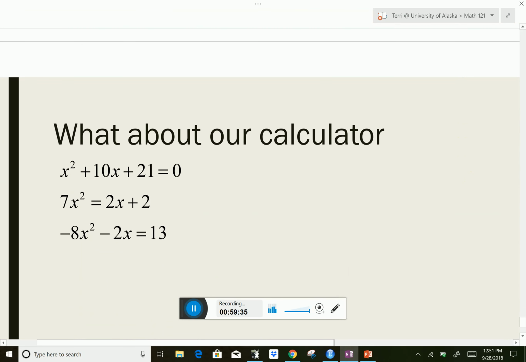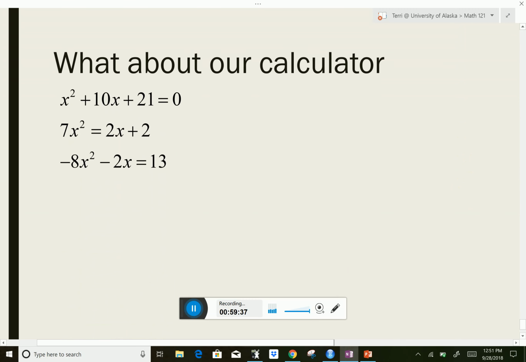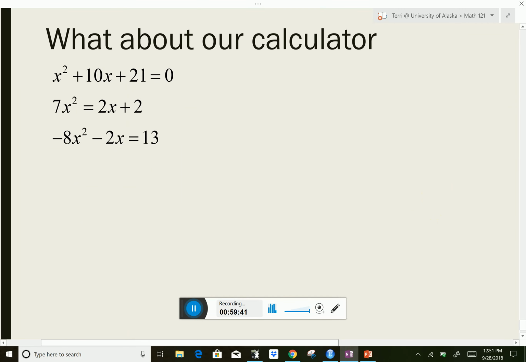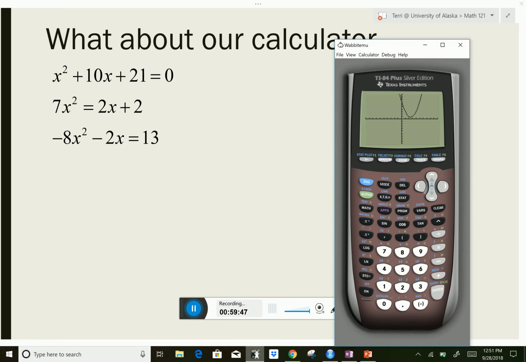Like I said, what about our calculator? What is going to happen when we try to do some of these with our calculator? Some of them can be done and some of them can't. So, if I want to see if it can be done, I can always check. X squared plus 10x plus 21. Let's look at that one and see if that one can be done.